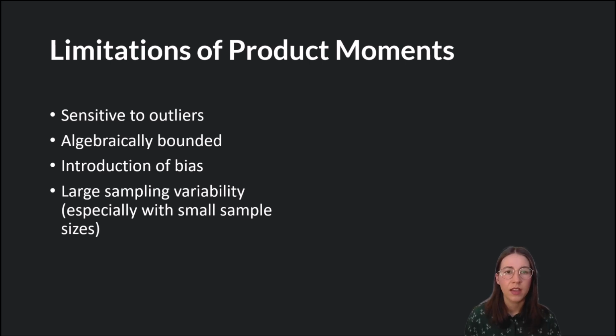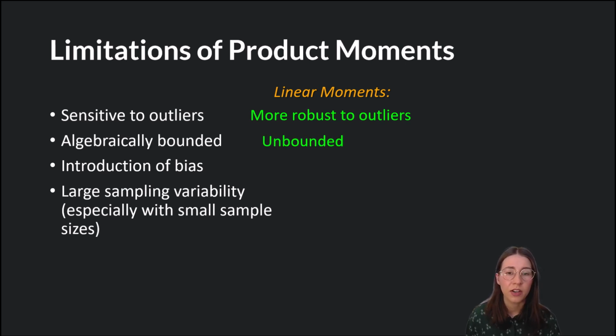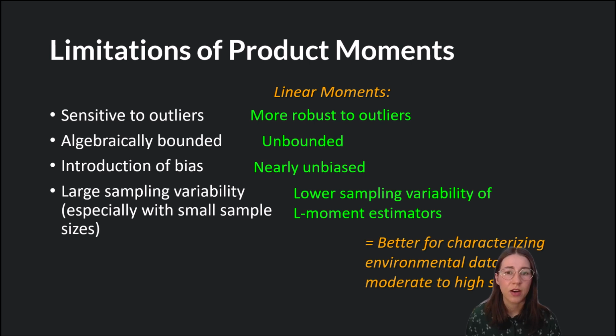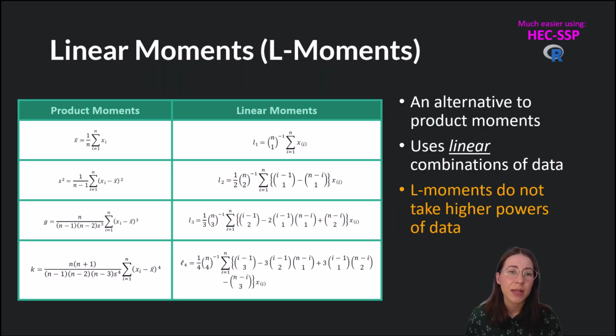This is consequential because, as we've seen in other lectures, the population skew is already difficult to estimate from limited sample sizes. An alternative to product moments is something called linear moments, and these tend to be more robust against outliers, they're unbounded, they're nearly unbiased, and they have lower sampling variability of the estimators. All in all, this means these are better for characterizing environmental data where we have moderate or high skews especially. This is a table comparing traditional product moments on the left to linear moments on the right. As you can see, these equations are quite complicated. It's much easier to calculate using software like SSP or programming languages like R or Python.